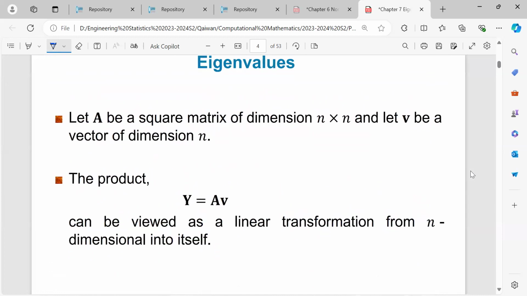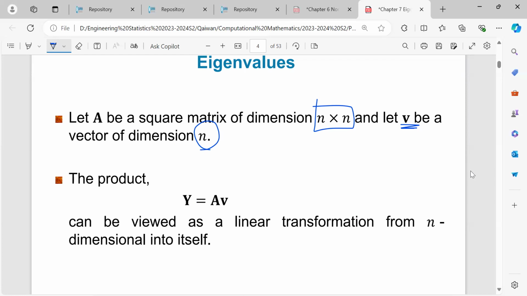Here, we say let A be a square matrix of dimension n by n. This is an n by n matrix. It is 2 by 2, 3 by 3, 4 by 4, or any n by n matrix. And let V be a vector of dimension n. The multiplication of them is also dimension n. Okay?